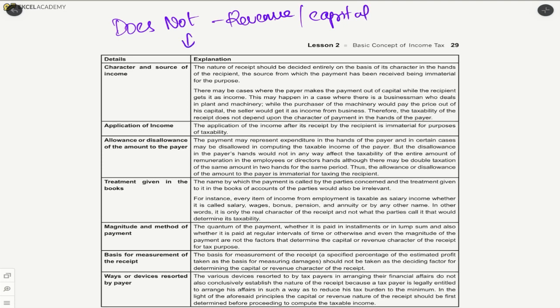The following things will not affect the nature of the receipt: character and source of the income. Now, in whose hands is it being treated as revenue or capital? In the hands of the recipient. We are mostly worried about how it is treated in the hands of the recipient and not in the hands of the payer. For the payer, it might be a revenue or a capital item, but what is it to the recipient? That is what is most important for us to determine whether it is a revenue receipt or a capital receipt.